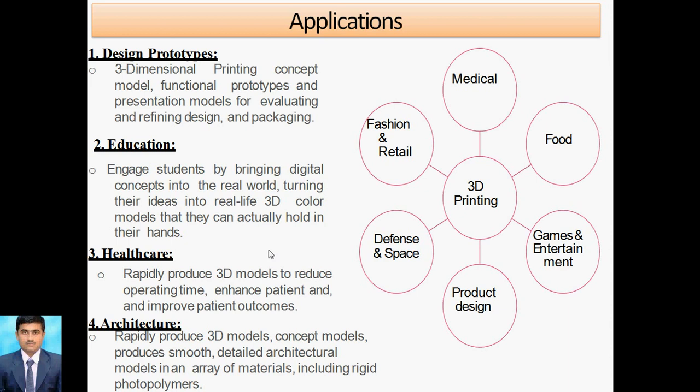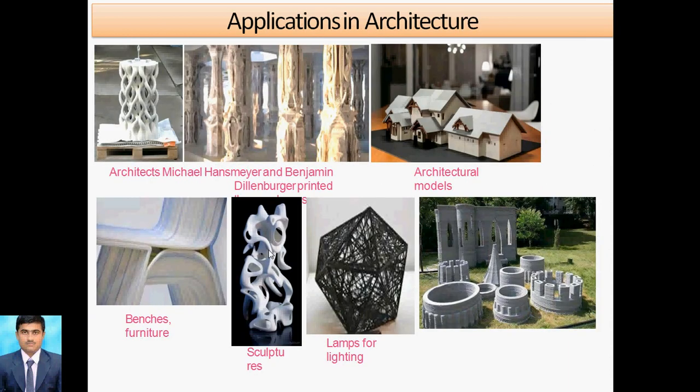The next point is architecture. You can rapidly produce 3D concept models, and produce smooth, detailed architecture models in an array of materials including rigid photopolymers. These are the applications in architecture. Here, the architects Michael Hansmeyer and Benjamin Dillenburger printed these components. These are complex shapes we formalize with the 3D printer. Then we form architecture models, benches, sculptures, and lamps for lighting. So this is a major advantage in architecture.